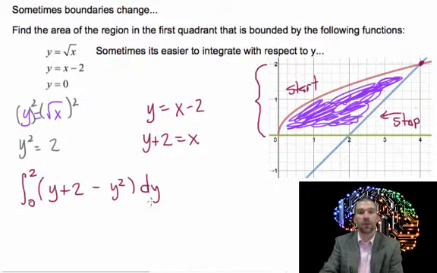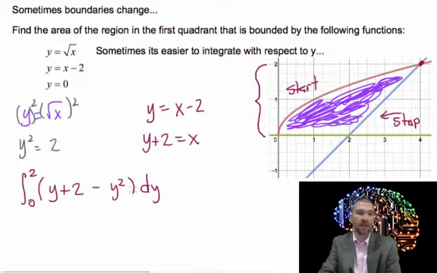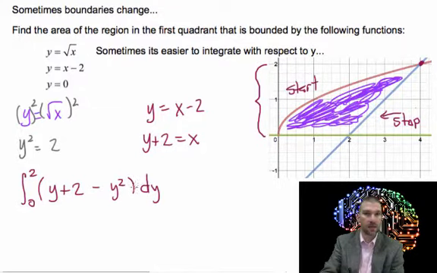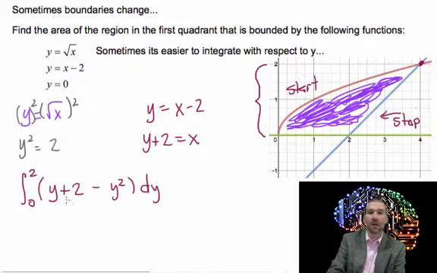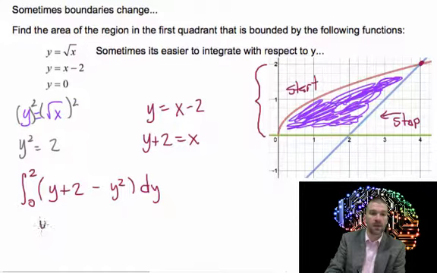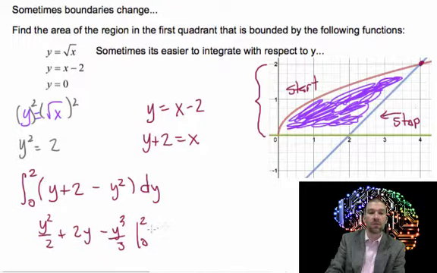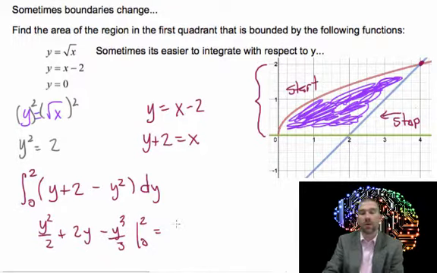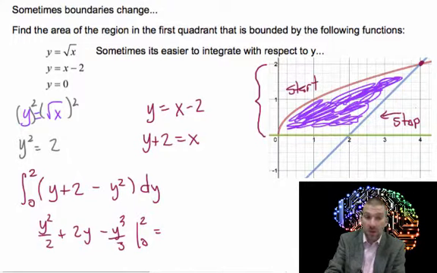And now you integrate it with respect to dy. And all of a sudden, instead of having to look at two separate things, you only have to look at one. And if you're in my class, you can punch this into your calculator. If you're not in my class and you've got to integrate this, then it just integrates to y squared over 2 plus 2y minus y cubed over 3, evaluated from 0 to 2. Remember that you're doing stop minus start.